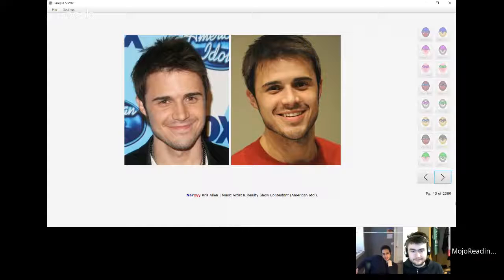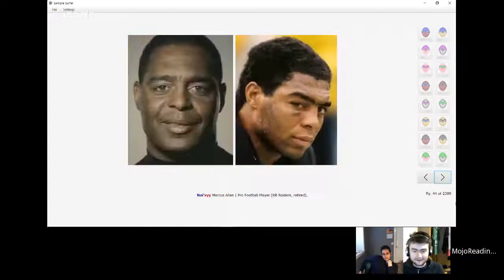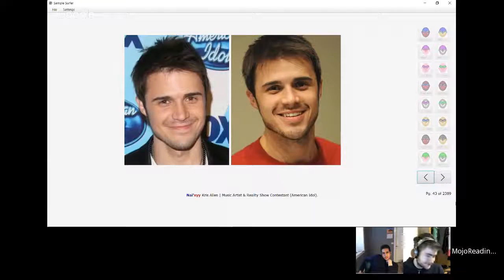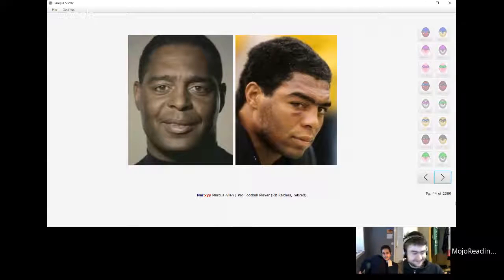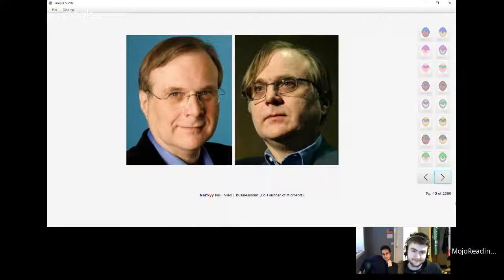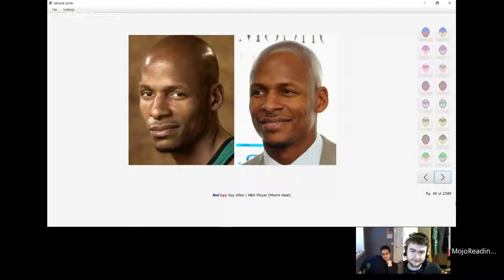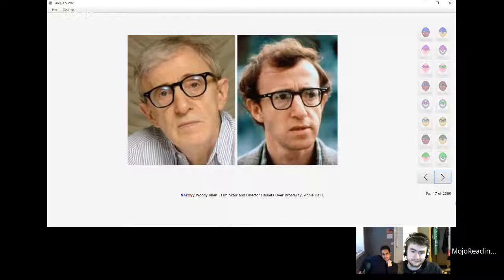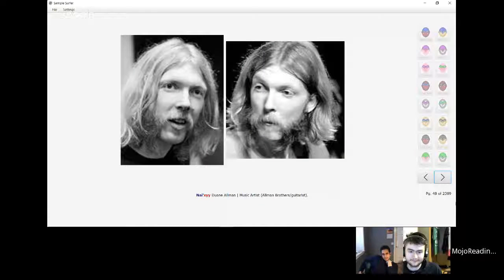Ben, I think? Oh yeah. Najee Chris Allen. It looks like Harry Potter. Naiji Marcus Allen. Najee Paul Allen. Naiji Ray Allen. Najee Way Allen. Naiji Dwayne Allen.